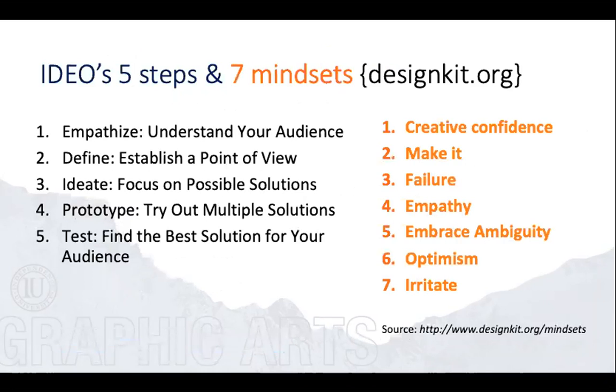And IDEO's 5 steps and 7 mindsets on the designkit.org, it's nicely plotted out here. So you have number 1, empathize, understand your audience. 2, define, establish a point of view. 3, ideate, focus on possible solutions. 4, prototype, try out multiple solutions. And then 5, test, find the best solution for your audience.